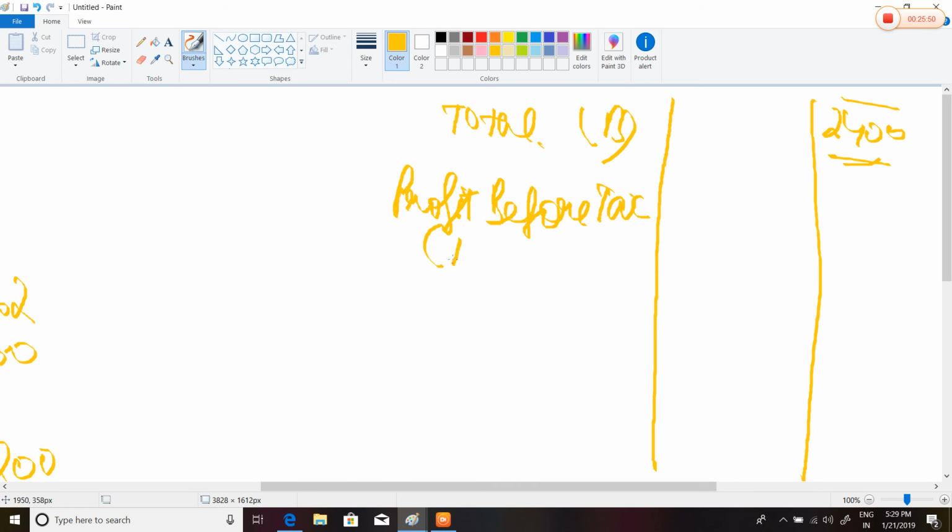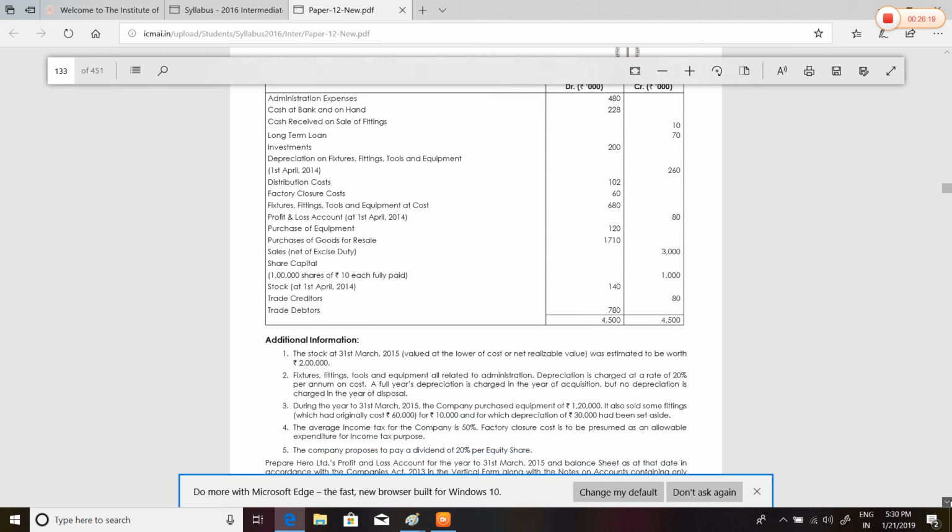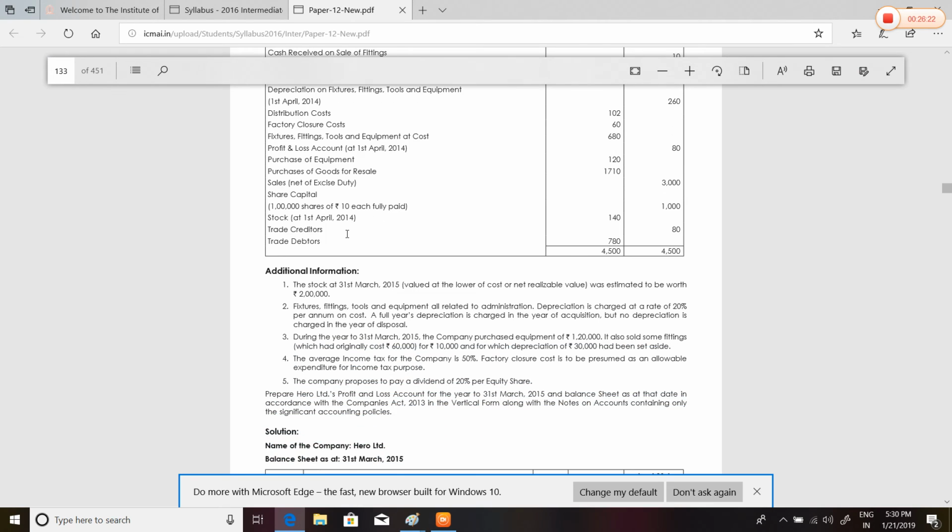This is B. A minus B is rupees 600, that is 600,000. This is 6 lakhs. Okay. Next. Then see what the question says. The average income tax rate for the company is 50%. Factory closure cost is to be presumed as an allowable expenditure for income tax purpose. Okay, we will allow it.